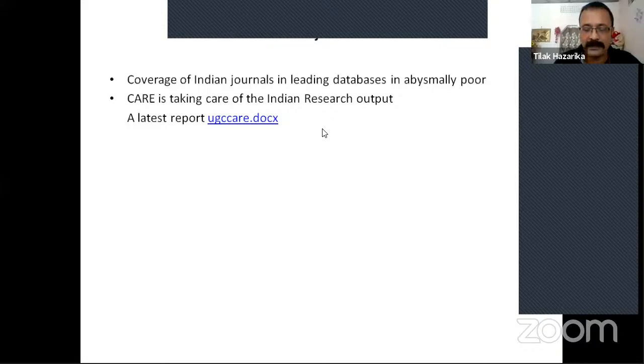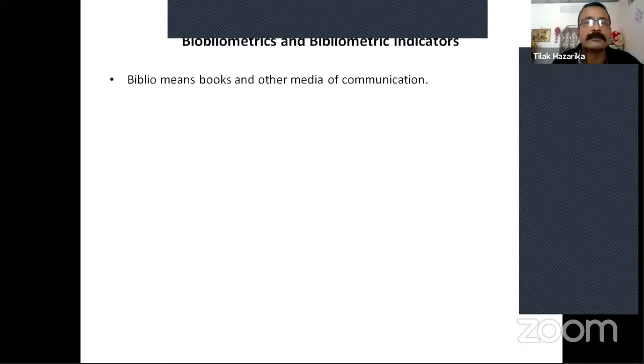Only out of the 100 journals published from India in library and information science in our subject, only 11 journals are covered. That is the scenario, and I am sure this is the situation in other disciplines also. You may check your own disciplines.